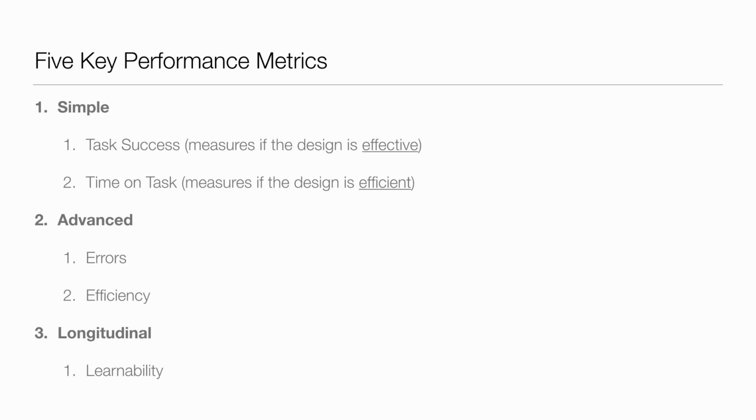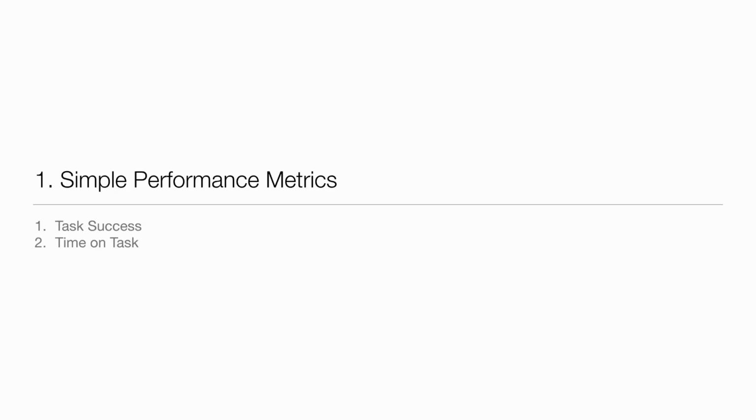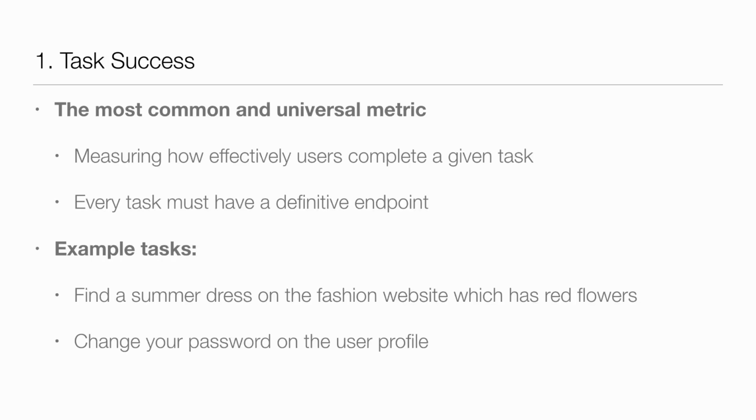So let's start with the simple ones, and they are task success and time on task. You can probably see where this is going. This is really simple, but you know what? It's effective. You need these ones. So task success, this is the most common universal metric. Did they complete a task?